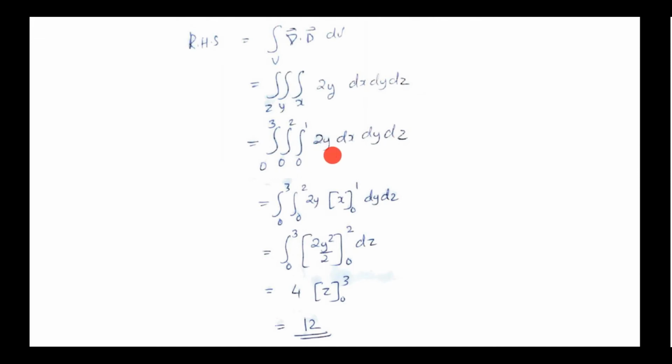Now 2y is a constant when you integrate with respect to x, so 2y into integral dx will be x with the limit 0 and 1. So substitute 1 minus 0, 1, so that will be 2y. Now again integrating with respect to y, 2y square by 2, so 2 cancels, y square with the limit 0 to 2, so that will be 4. 4 can be taken outside, so left is 0 to 3 integral dz. So integral dz is z with the limit 0 to 3, so if you substitute, 12.